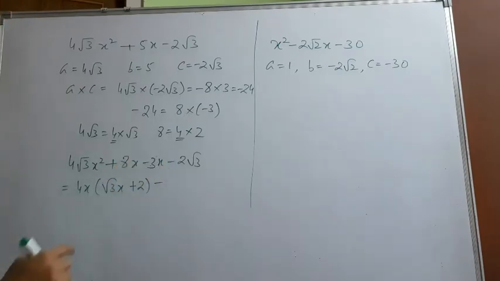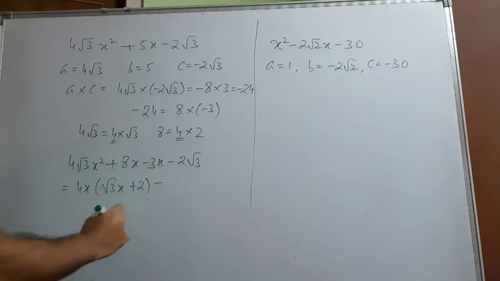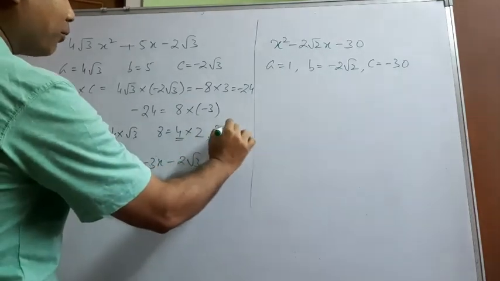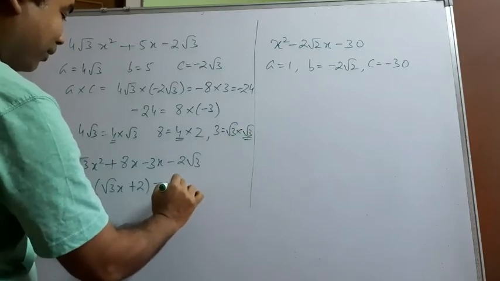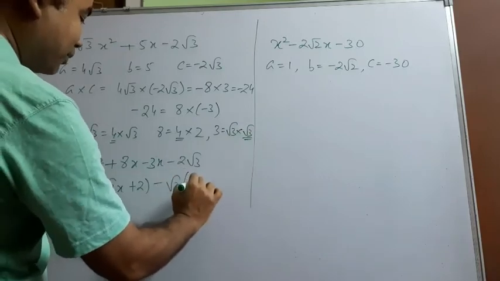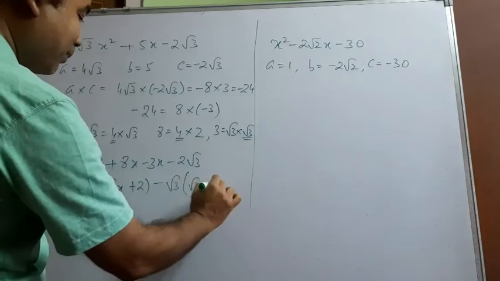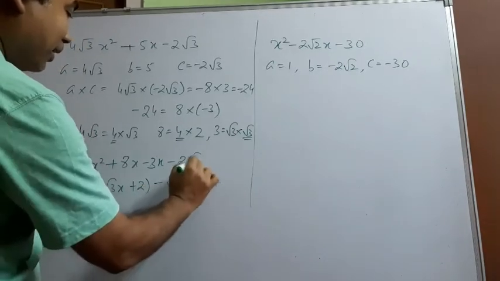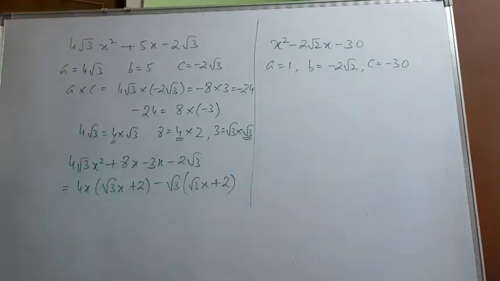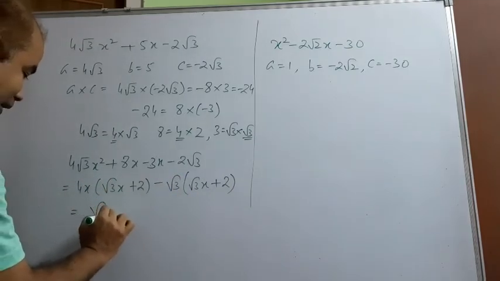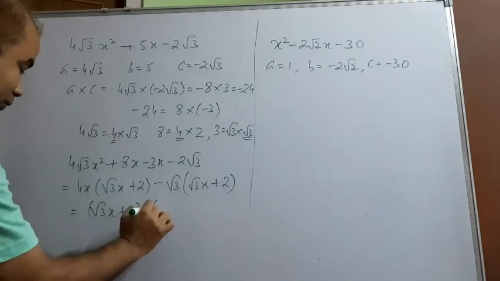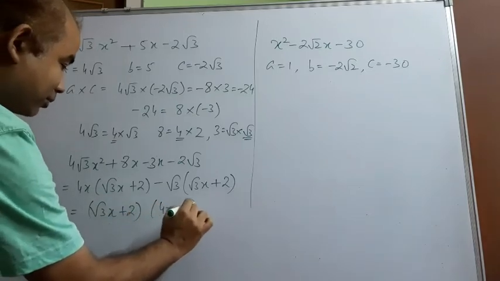After that, from 3 and root 3, what is common? As you know, 3 is root 3 into root 3, so root 3 is common, so I take root 3 common. So root 3 into root 3 is 3x, minus plus, then it will be minus, root 3 into 2 is 2 root 3. Okay, so see, this is same. So I take common 3x plus 2 into 4x minus 2.